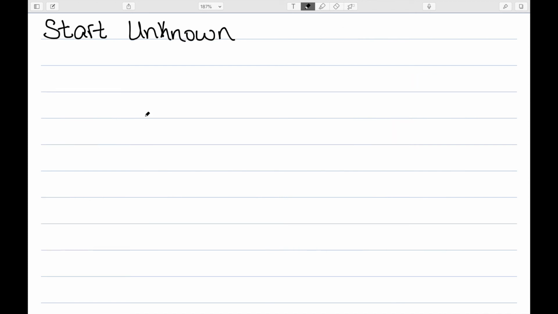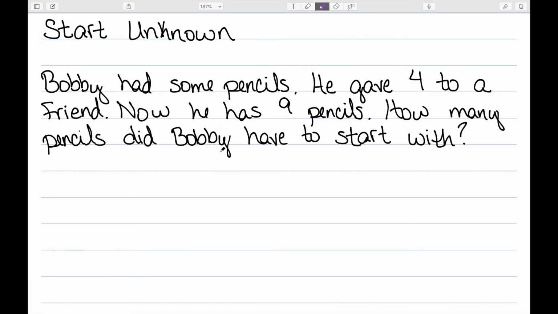The last type of separate problem is a start unknown problem. For my start unknown problem, Bobby had some pencils. He gave 4 to a friend. Now he has 9 pencils. How many pencils did Bobby have to start with? So our start is unknown, our change is 4, and then the result is 9.